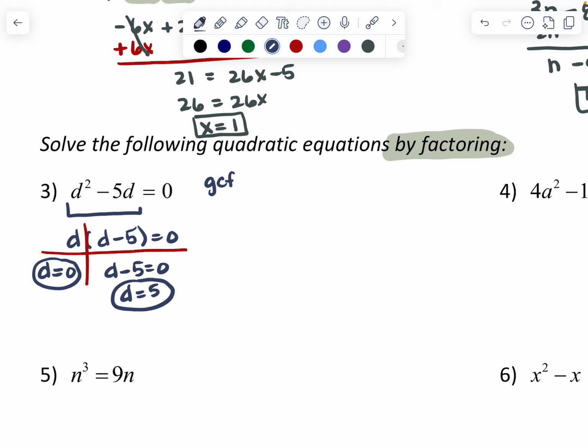And keep in mind highest exponent. Highest exponent here is a 2. The highest exponent is a 2, which means that you should have 2 solutions. Now, it could be the same number, like d equals 5, but there needs to be 2 solutions, okay?